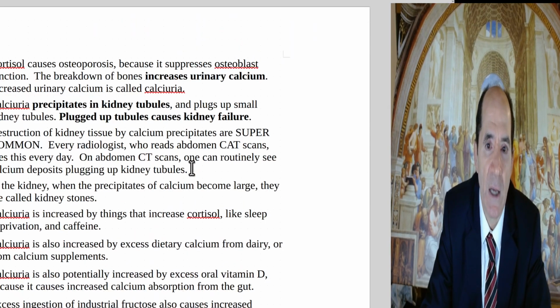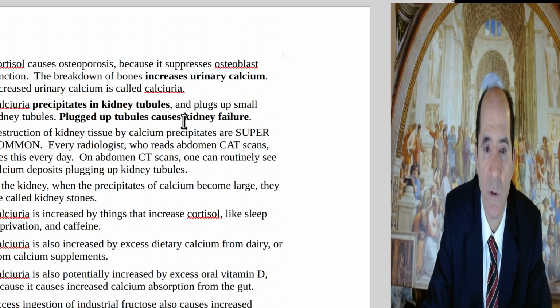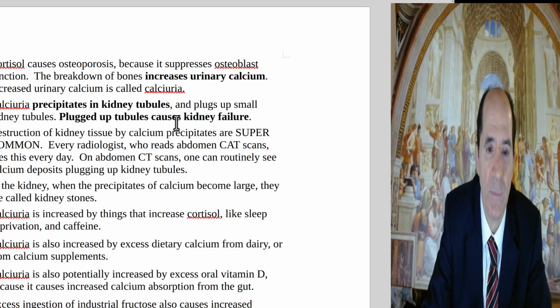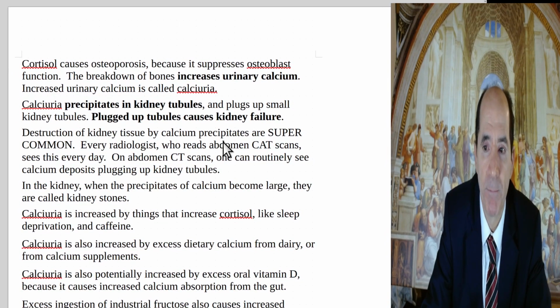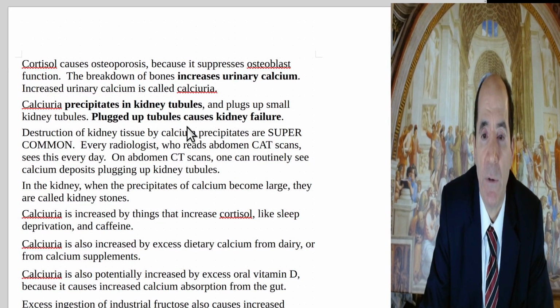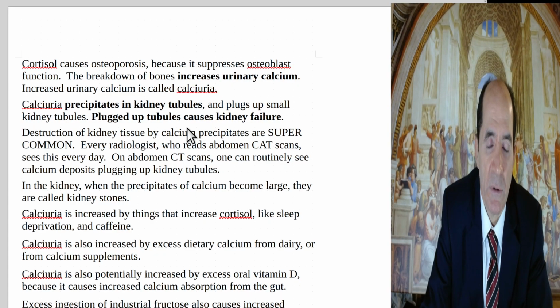Okay, cortisol causes osteoporosis because it suppresses osteoblast, growth bone function, and you can get increased urinary calcium over time. That can increase your risk of calciuria, calcium in the urine. That over time can precipitate in the kidney tubules, and that can lead to decreased kidney function, eventually kidney stones, and even obstructive kidney uropathy due to stones, and that can be very painful.